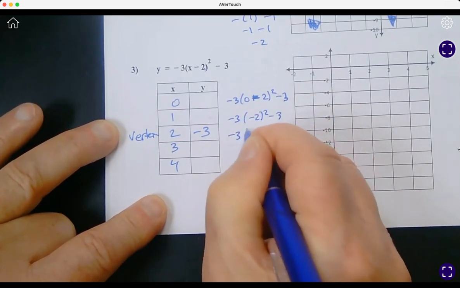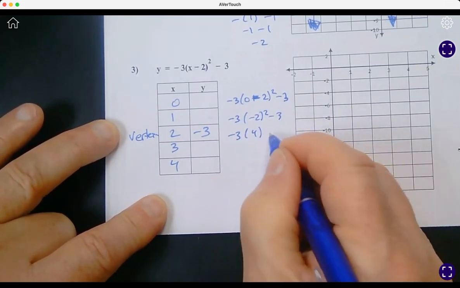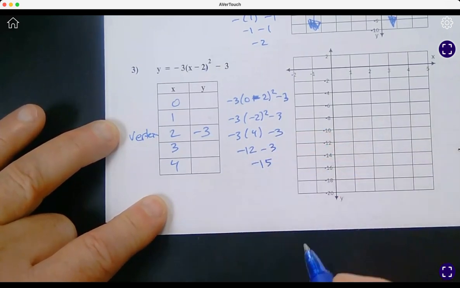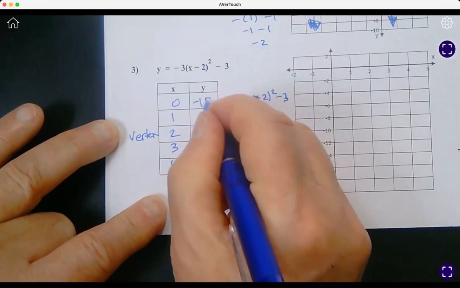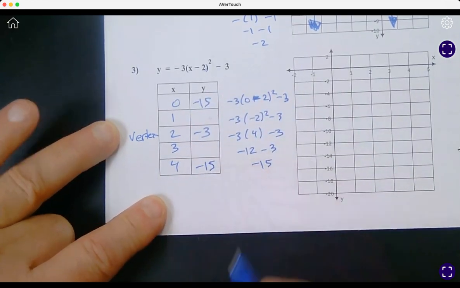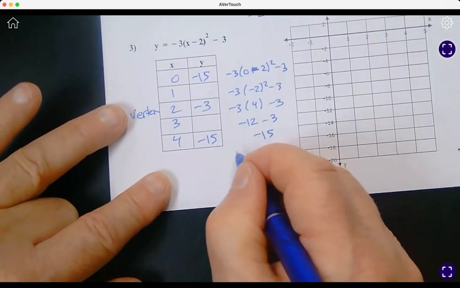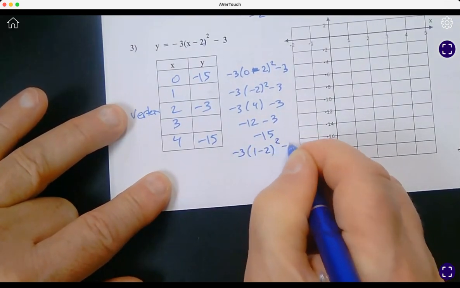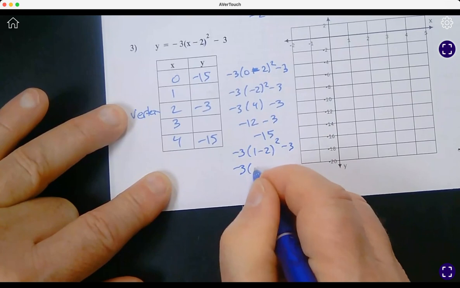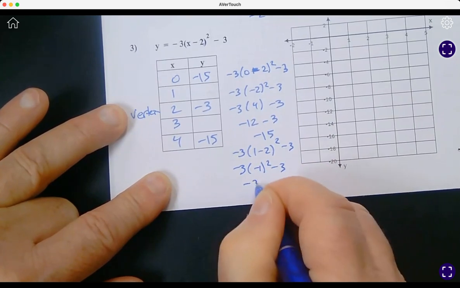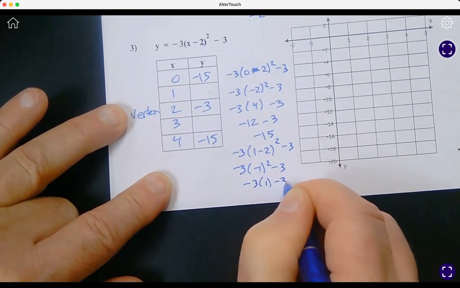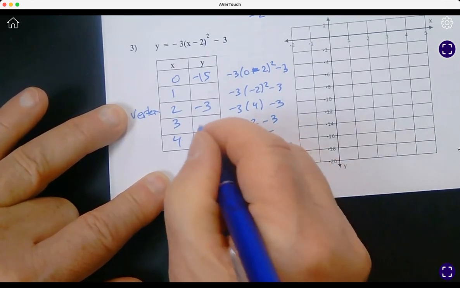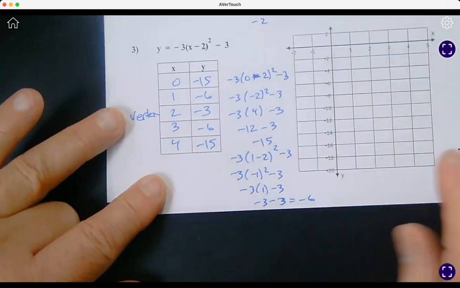So it goes like this. Wow, this number's big. So that's negative 12 minus 3. That's negative 15. That's the y-intercept. That's that as well. All right, now I'm going to put in a 1. Negative 3 times 1 minus 2. Square it. Minus 3. That's going to be 1. That's negative 3 minus negative 3. That's negative 6. All right, let's do it.